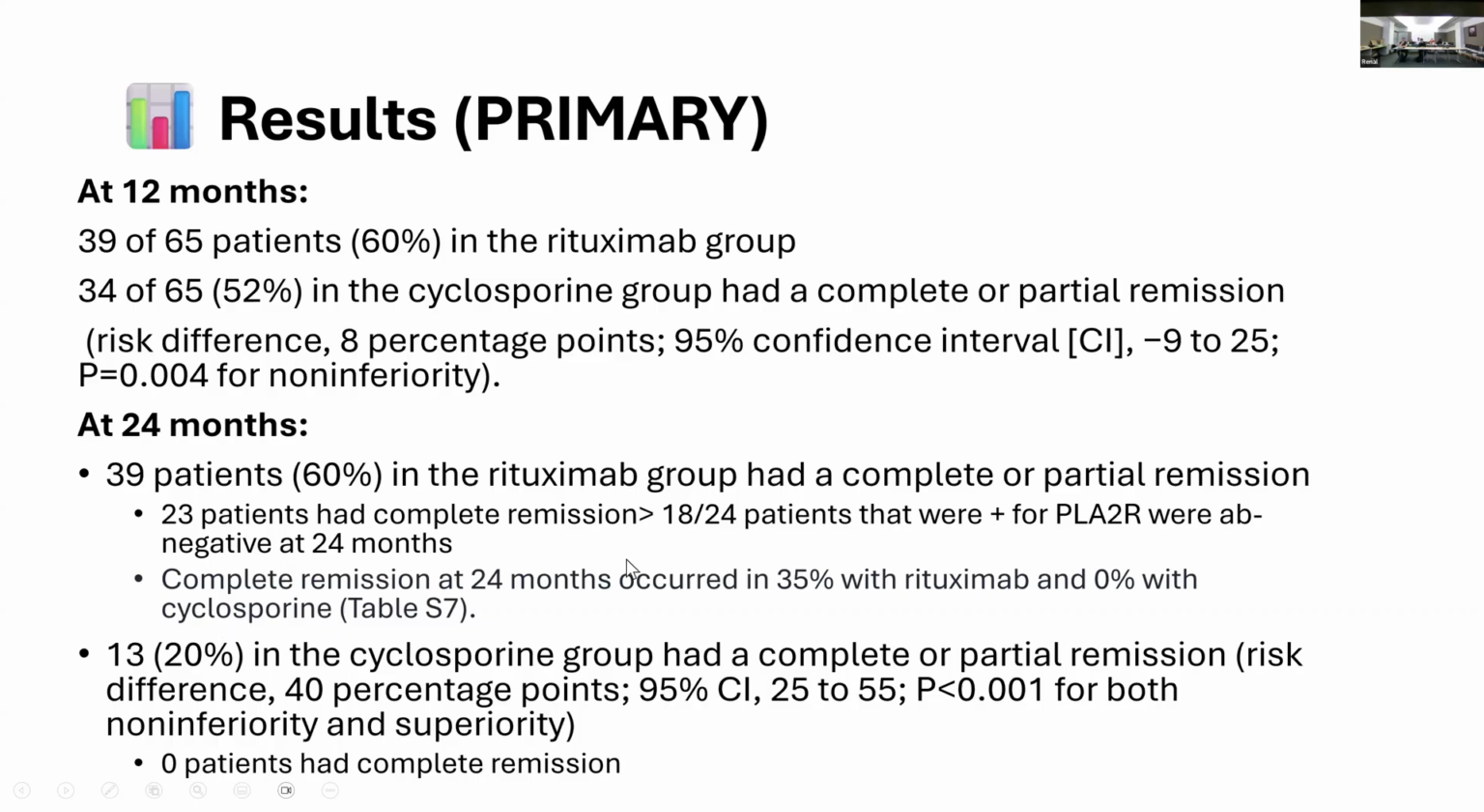And then we looked at the numbers more closely. 23% had complete remission in the rituximab group at 24 months. And then of that, the PLA2R was negative at this time. And then when you looked at the cyclosporin group, 0 patients had complete remission at the end of 2 years. So that was a big difference.